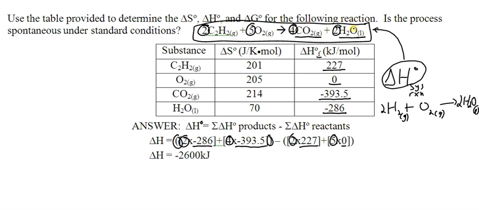Whereas for compounds like water, carbon dioxide, or ethine, you're going to need to be able to look that up. You wouldn't be able to figure it out just on your own. You'd have to go to some sort of table of values to be able to look it up. So, doing all the math, you should end up with a value of negative 2600.